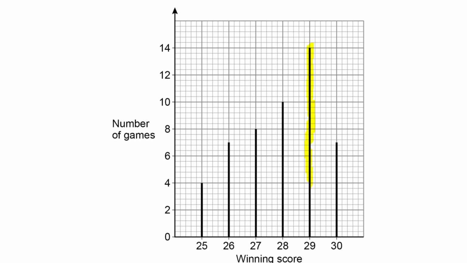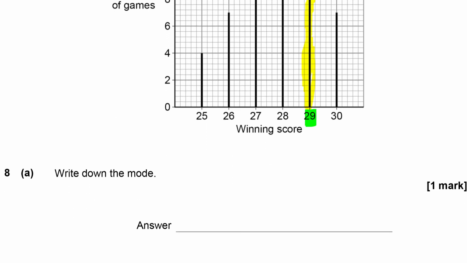And the tallest bar is this one here. So the mode is not 14. The mode is 29. 29 is the winning score that occurred most often. It occurred 14 times, which is more than any other score. So the modal score is going to be 29.